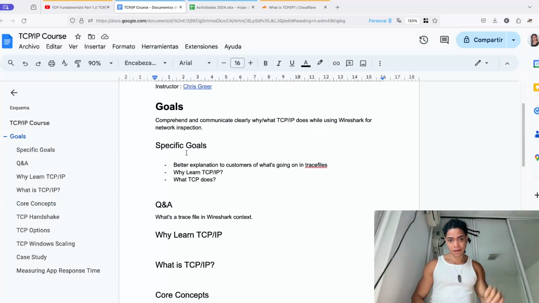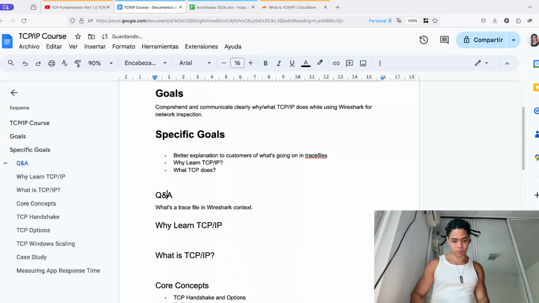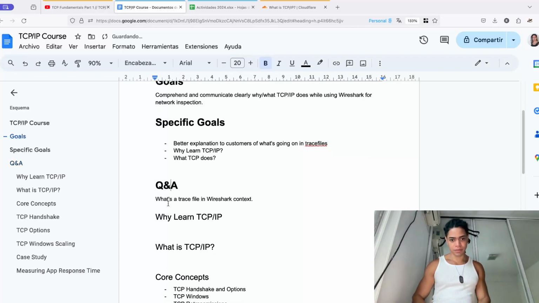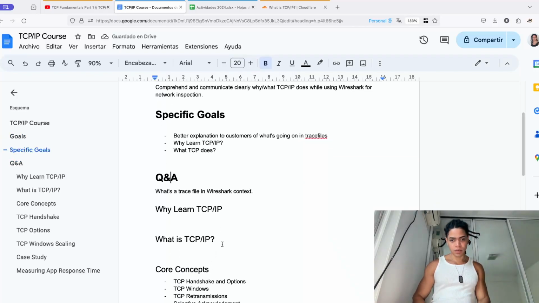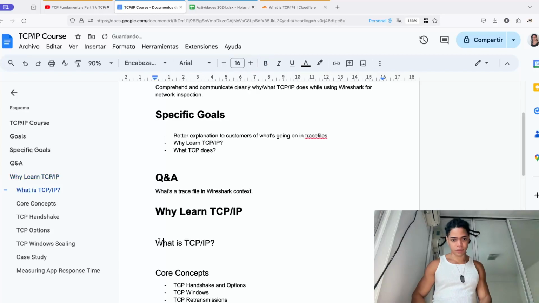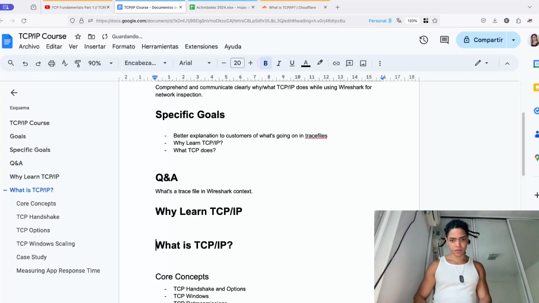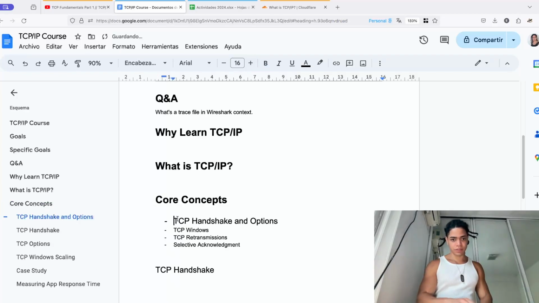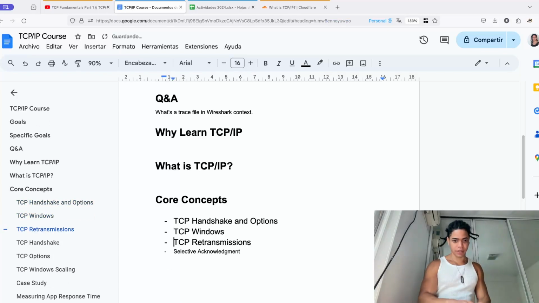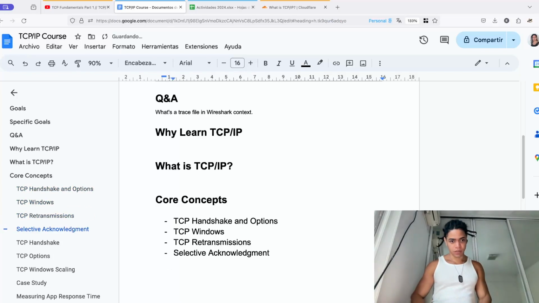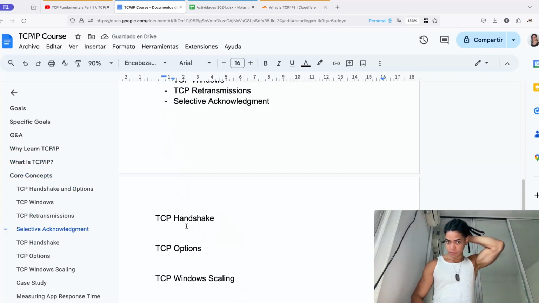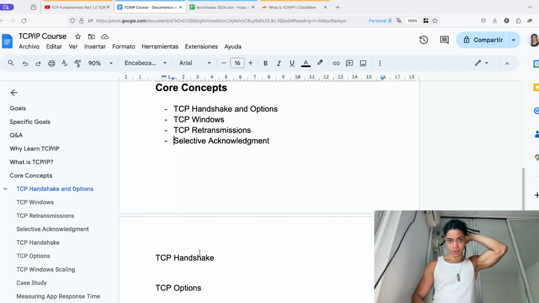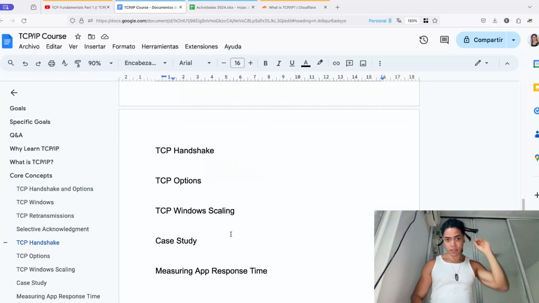This is the goal. Specific goals, Q&A. We're going to take a look at this. What is a TCP, as well as the core concepts. Then you have this, as well as this, which is something we mentioned here, as you can see. And then the case study.